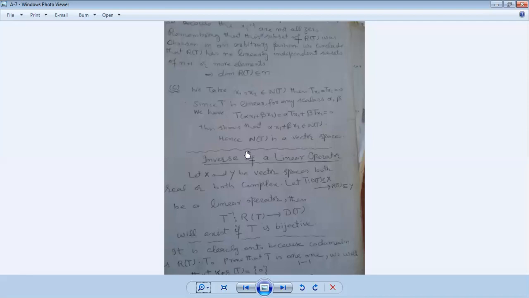So, by proving this condition, we can say the null space of T is a subspace of the domain of T, so it is a vector space.